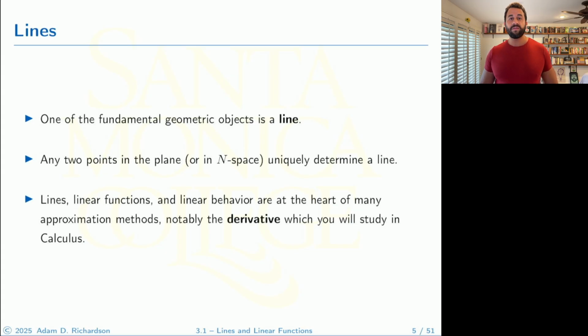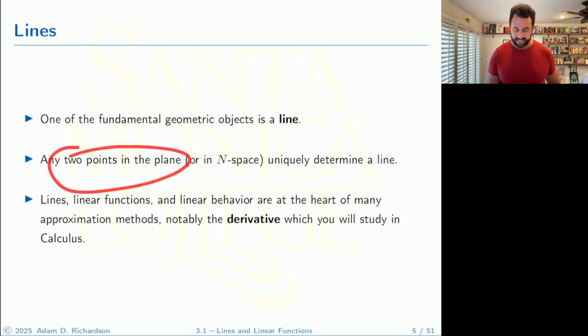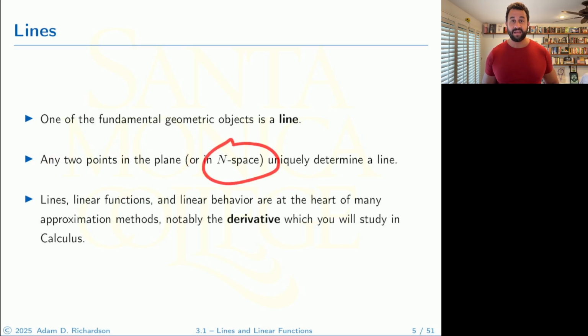So, one of the most fundamental geometric objects is a line. Literally, in Euclid's geometry, one of the most fundamental objects is a line. Given any two points in the plane, or really just any dimensional space, those two points uniquely determine a straight line between them. Lines, linear functions, and just linear behavior in general are at the heart of a lot of approximation methods.